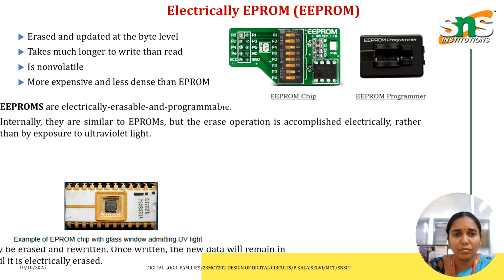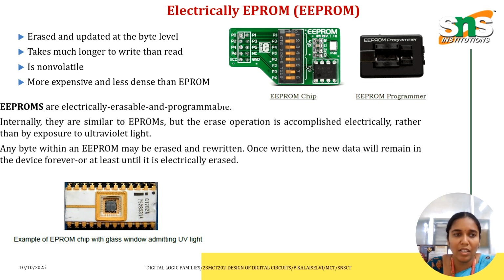The second one is EPROM, erasable programmable read-only memory. EPROM can be erased using UV light, that is ultraviolet light, through a small quartz window on the chip. After erasing, it can be reprogrammed. And then EEPROM is electrically erasable programmable read-only memory. It can be erased and reprogrammed electrically, commonly used in microcontrollers and BIOS chips.